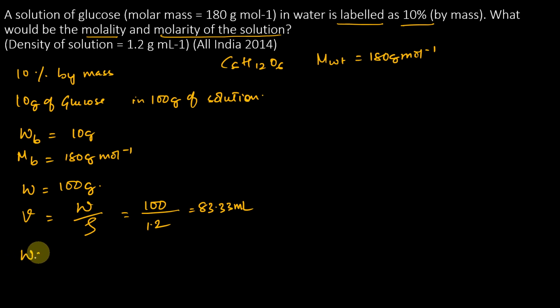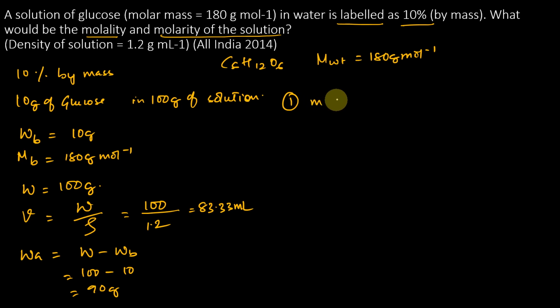And what is the weight of the solvent? Weight of the solvent will be simply weight of the solution minus weight of the solute. So the weight of the solution was 100, minus weight of the solute, which was 10. It is going to give you 90 gram. Okay, therefore, number 1, what will we find?